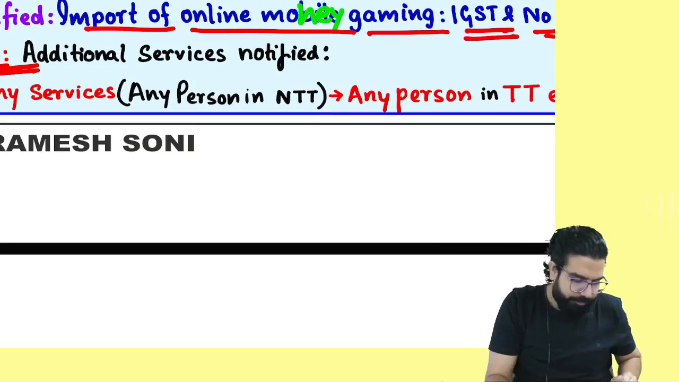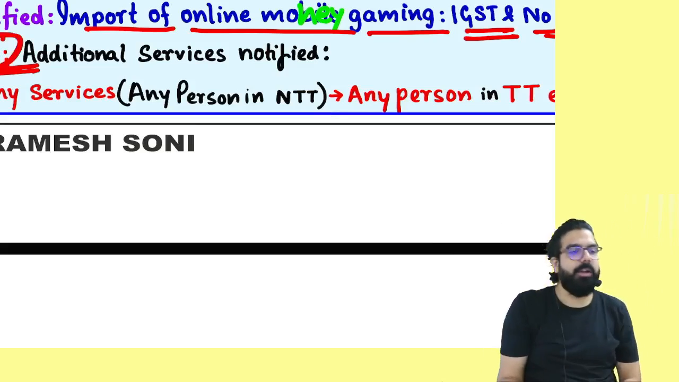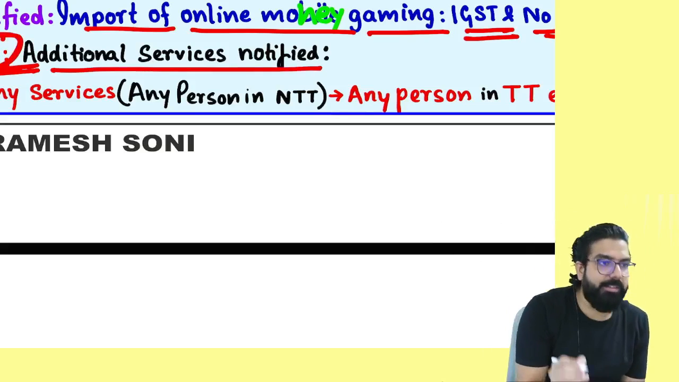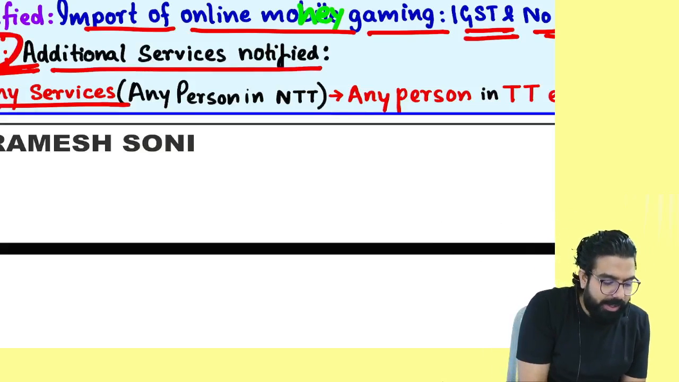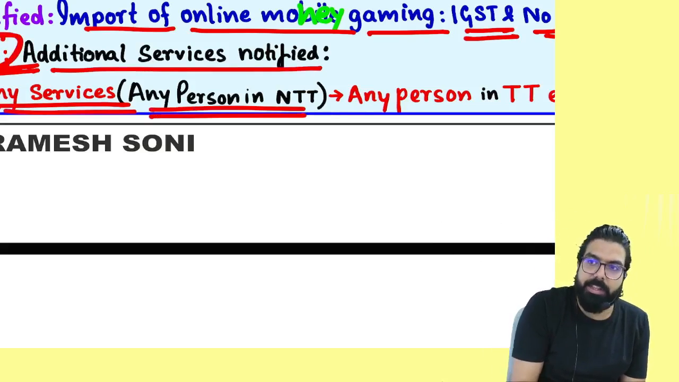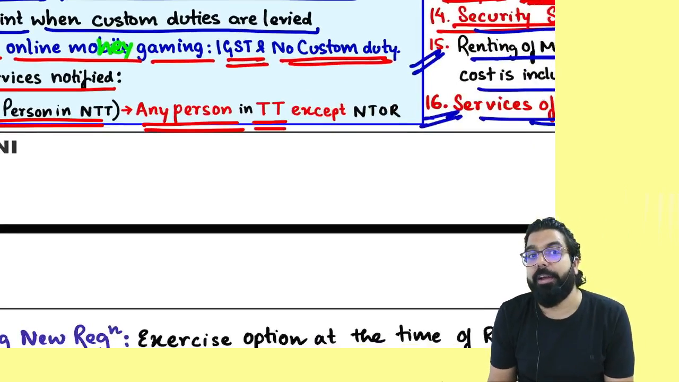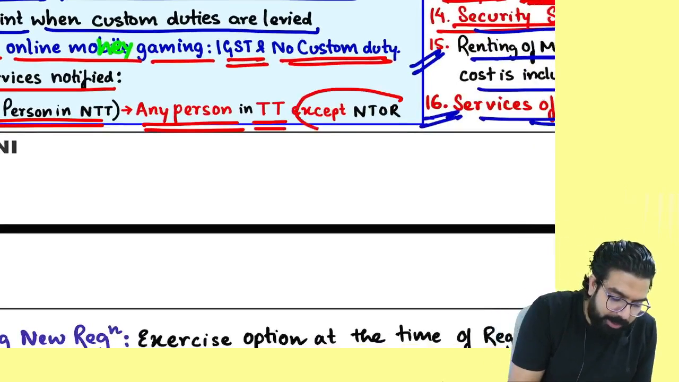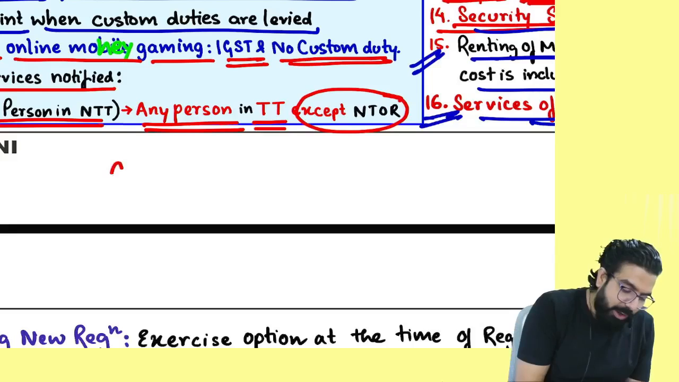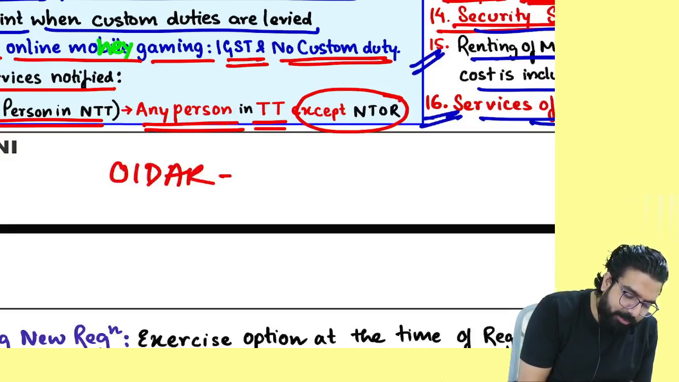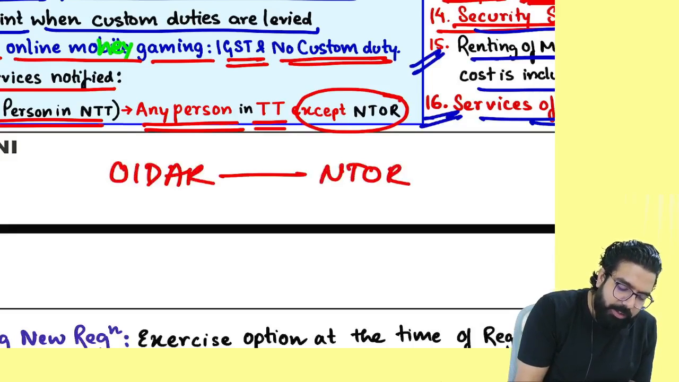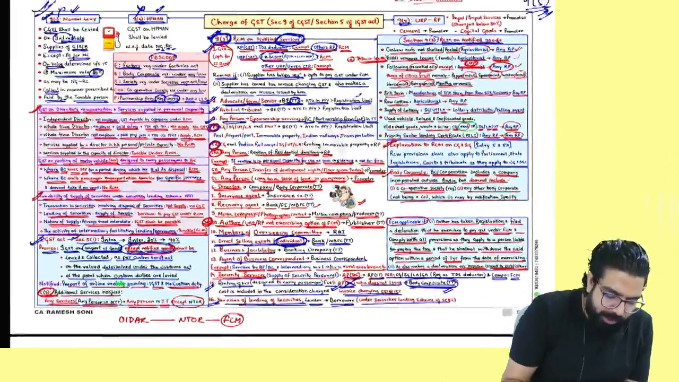Who told? Section 5(3): any additional services notified, any service by any person in the non-taxable territory to any person in the taxable territory, GST always has to be paid under RCM. But the exception is NTOR. Why? OIDAR services given to whom? NTOR, RCM or FCM? That's why they have gone ahead and told.